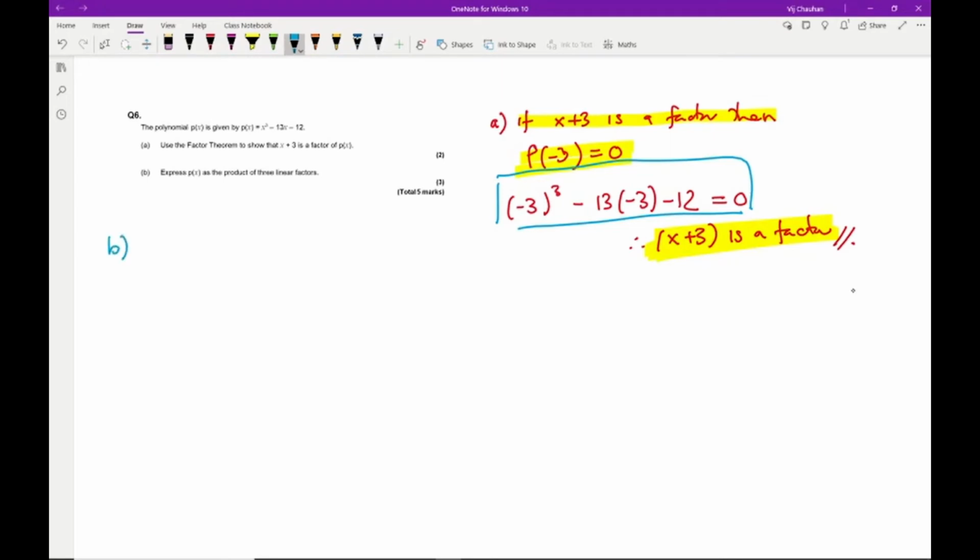So moving on to B, what we then want to do is factorize or express p of x as a product of 3 linear factors.